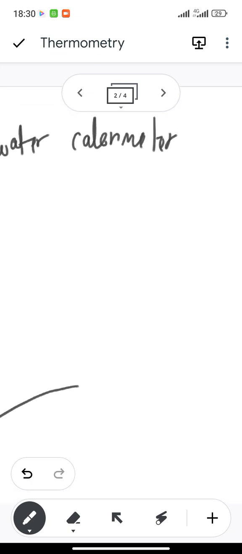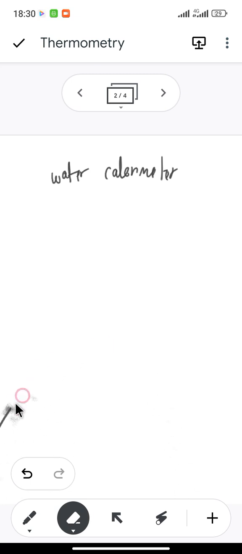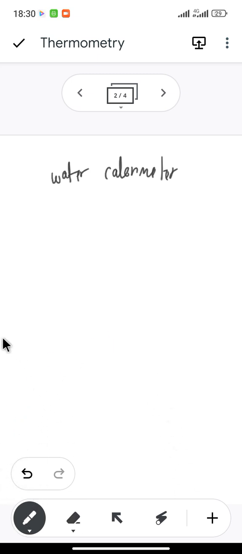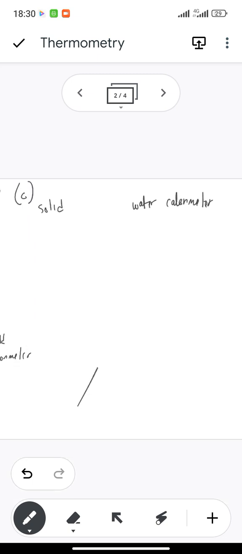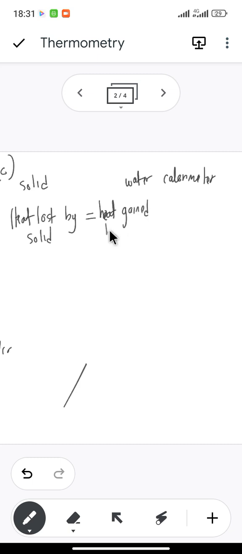So back to this. We're going to try to draft out a formula for this. For this kind of scenario, obviously the solid will lose heat. So we have heat lost by the solid, obviously it's going to lose heat, is equal to the heat gained by the water.